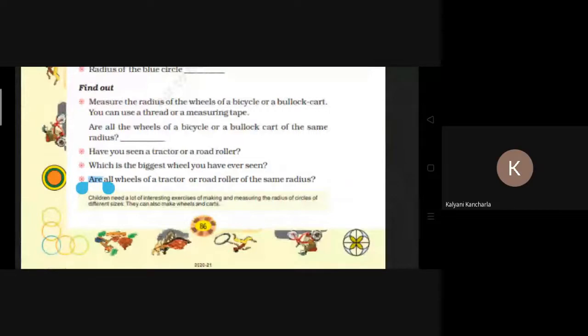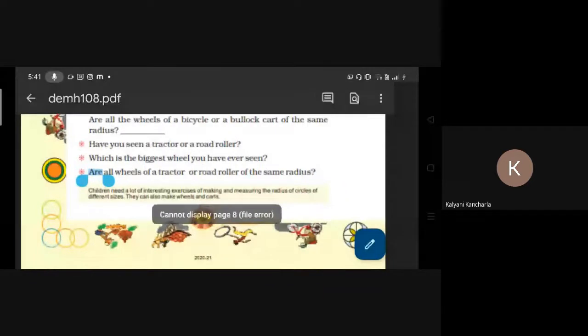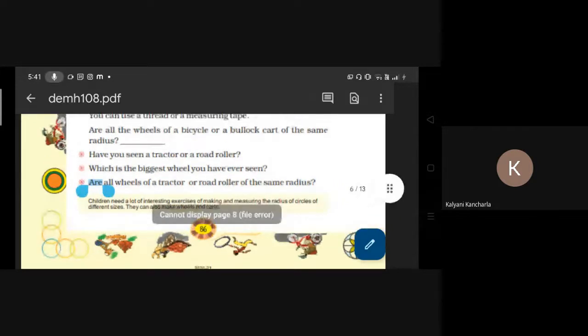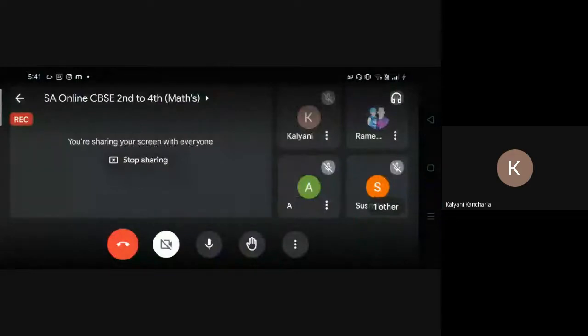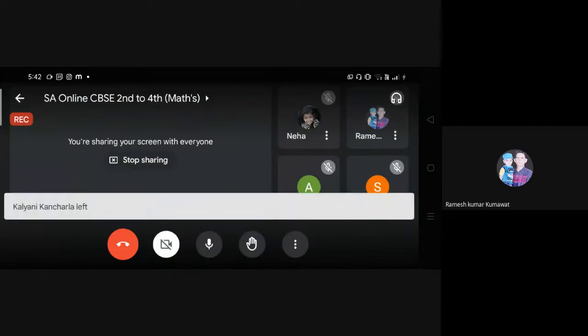Ma'am, about that circle, Jayashodhaya has raised her hand. Your voice is breaking, beta. What happened? What did you say? Can you repeat? Ma'am, about that circle issue, I have drawn and she has also drawn. She is always raising her hand. What? Who has drawn along with you?